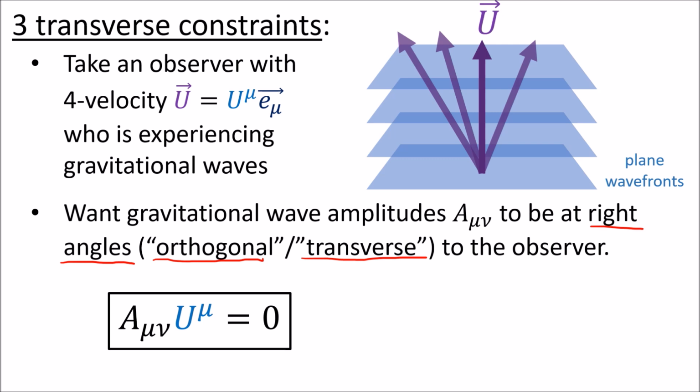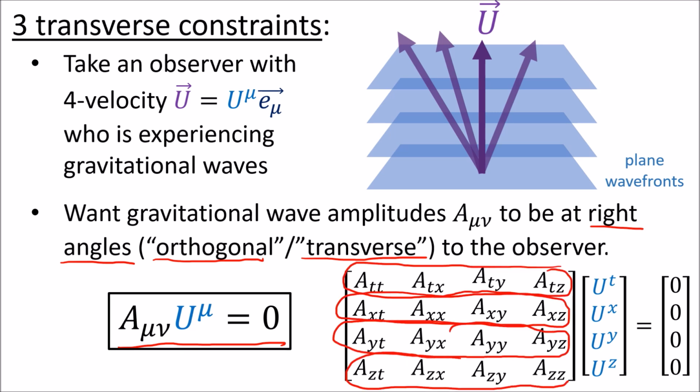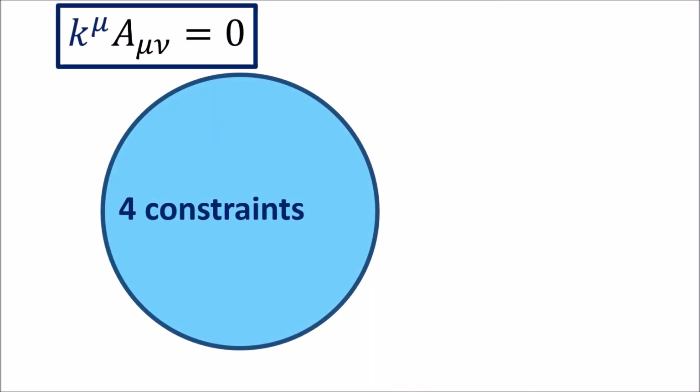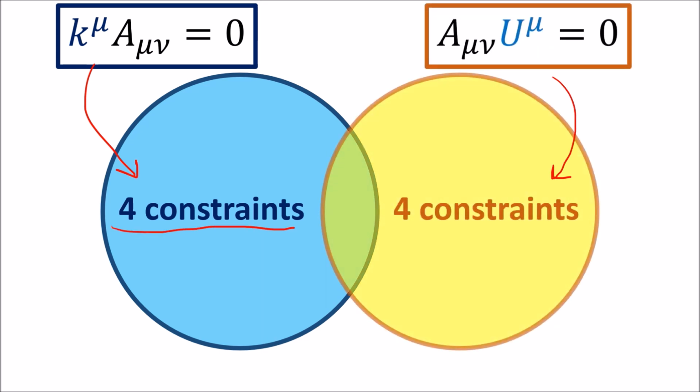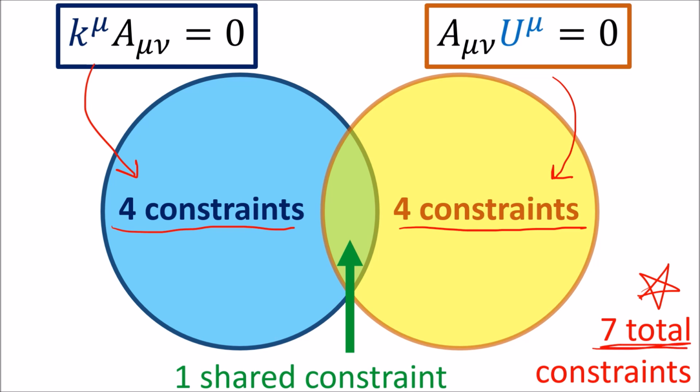Mathematically, we express this by saying the summation of the wave amplitude A with the observer's 4-velocity u is 0, expressed in matrix form here. Now, you might look at this formula and think that there are 4 constraints here, since there are 4 equations. But there are actually only 3 new constraints here. This equation with the wave vector on its own gives 4 constraints, and this equation with the 4-velocity on its own gives 4 constraints. But together, they have one shared constraint. So between the 2 equations, there are 7 total constraints, not 8.